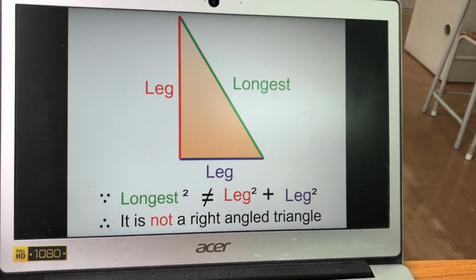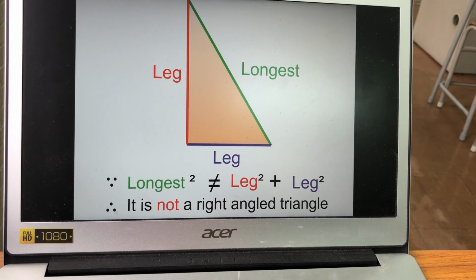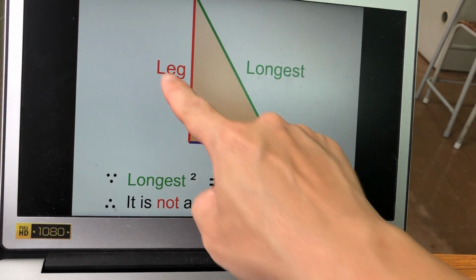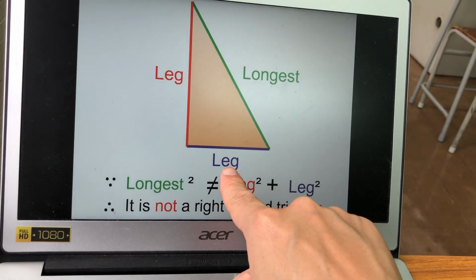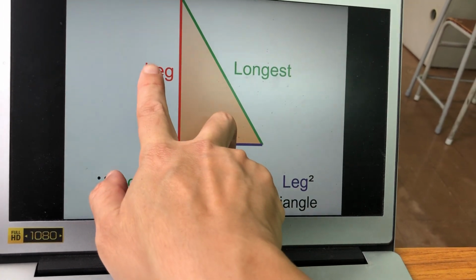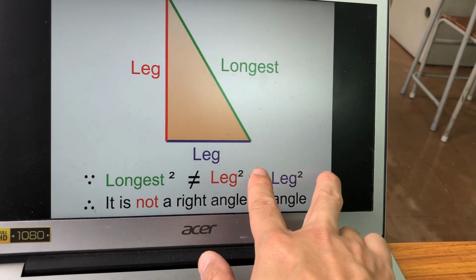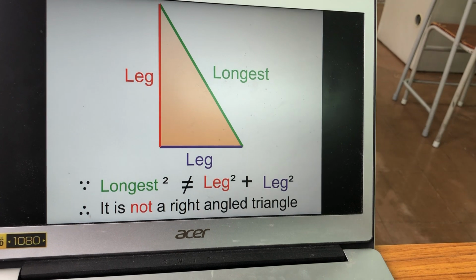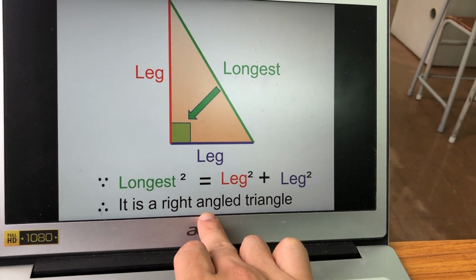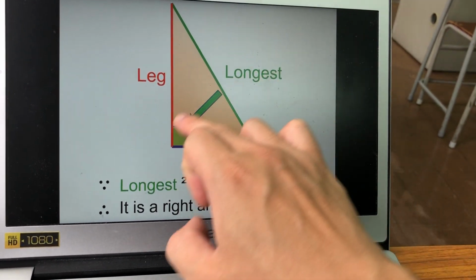Okay? So this is how we check whether a triangle is a right angle triangle or not. The method is that you have to check the relationship of the three sides. You have to check the square of the longest one and also the sum of the squares of the shorter ones. And then you see if they are equal or not equal. If they are not equal, it is not a right angle triangle. But if they are equal, then it is a right angle triangle. And the right angle is the one opposite to the longest length.